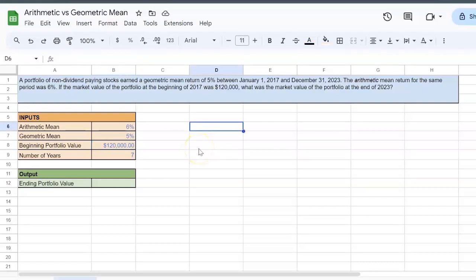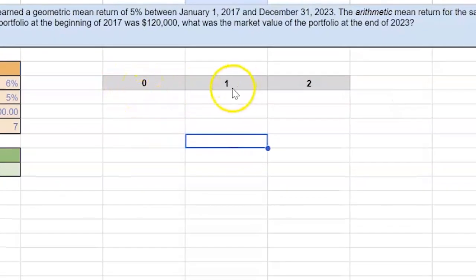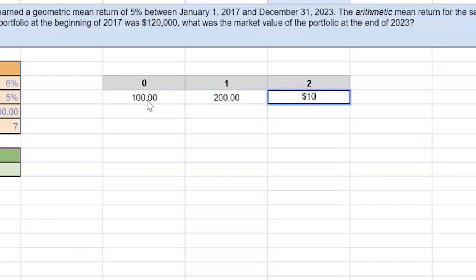So to help you see this, I'm going to do a very simple exercise. Let 0 represent today, 1 represent 1 year from now, 2 represent 2 years from now, and let's suppose today you had $100. And let's suppose in 1 year you make a 100% return on your investment, which means that the 100 grows to become 200. But then let's suppose as you go from year 1 to year 2, your investment becomes worth $100 again.